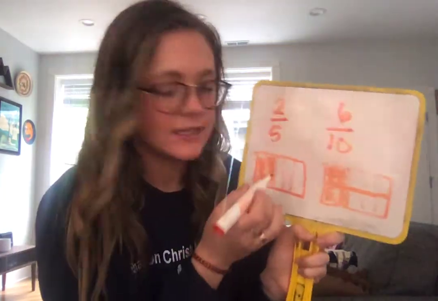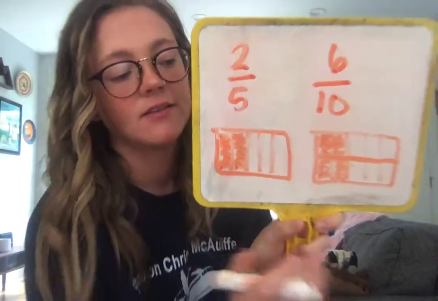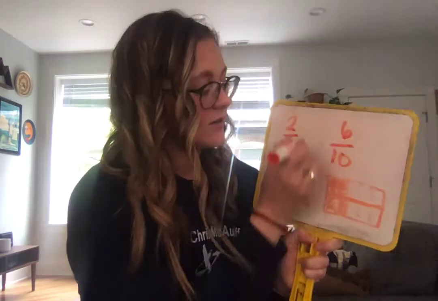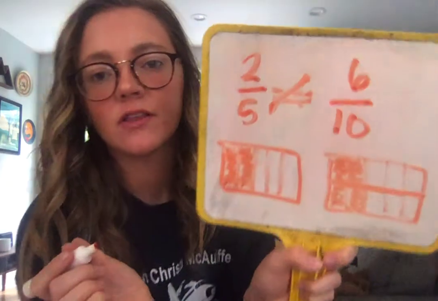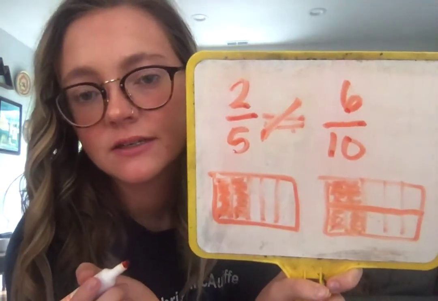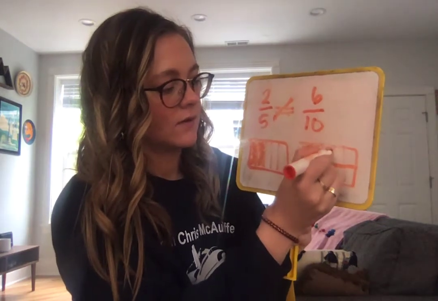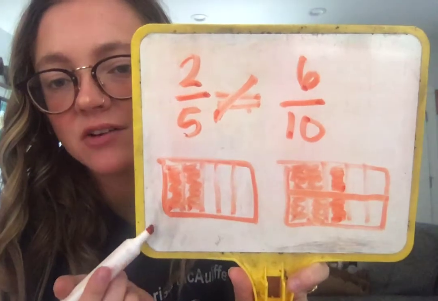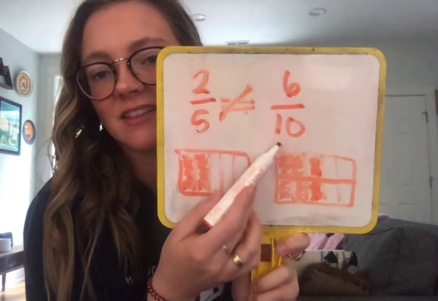And if it's exactly the same, it should be 1, 2, 3, 4/10. The number they gave us is 6/10. So are these equivalent? No, they are not. I'm going to write an equal sign and put an X right through it. They are not equivalent, because 10/6 would look like this. And is that the same amount that's colored in over here? No. Which fraction's actually more? The 10/6.